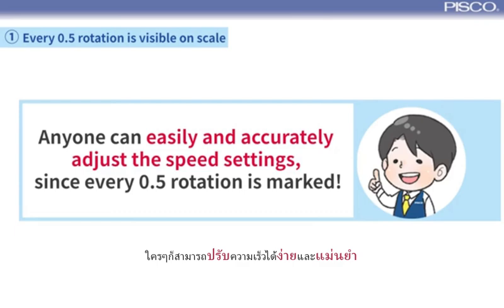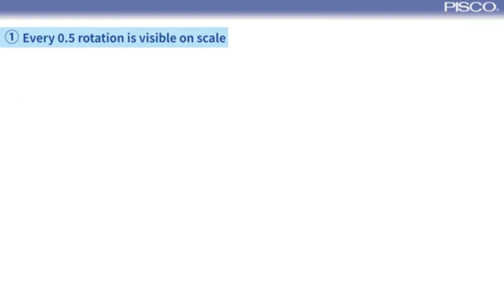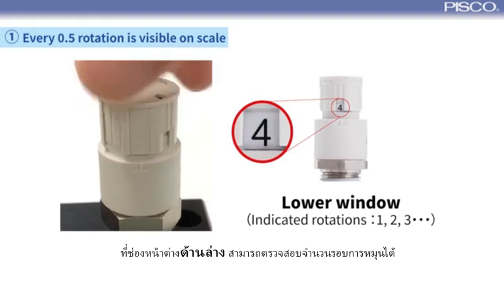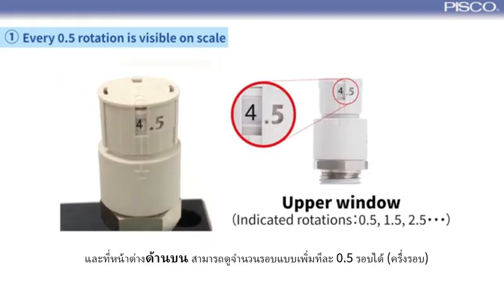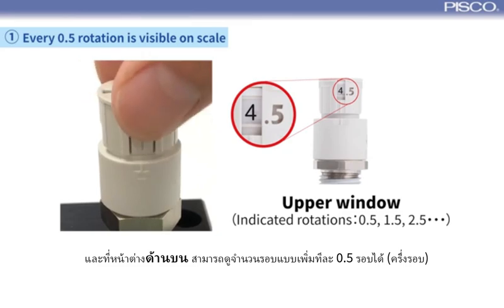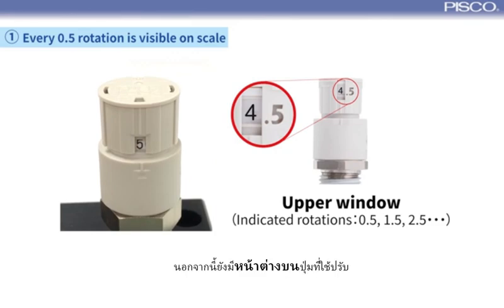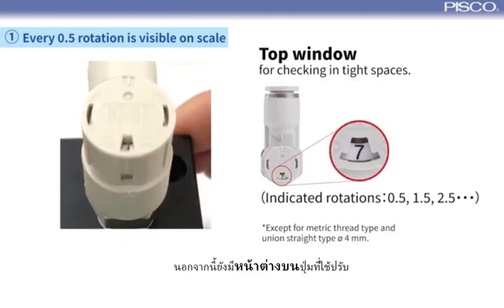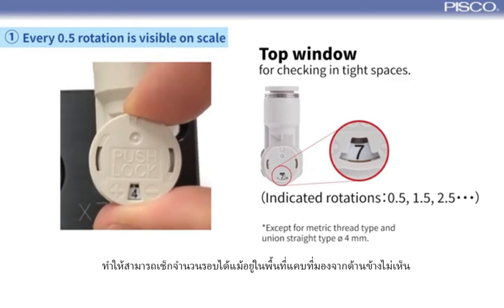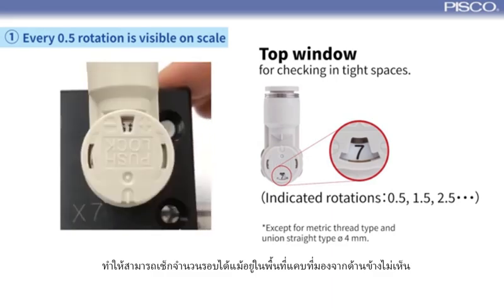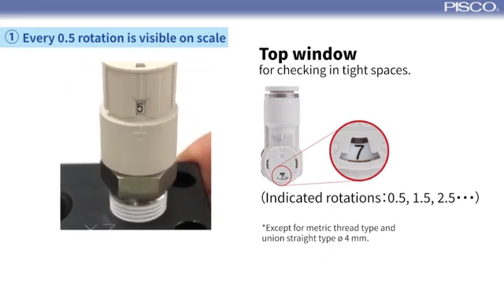Anyone can easily and accurately adjust the speed settings as every 0.5 rotation is marked. In the window on the lower side, the number of rotations can be checked, and in the window on the upper side, you can check the number of rotations in 0.5 increments. There's also the window at the top of the knob, so you can check the number of rotations even in tight spaces where you can't see it from the side.